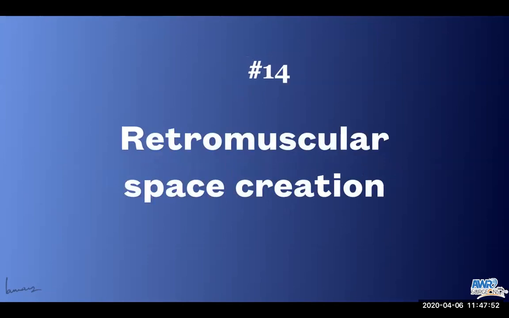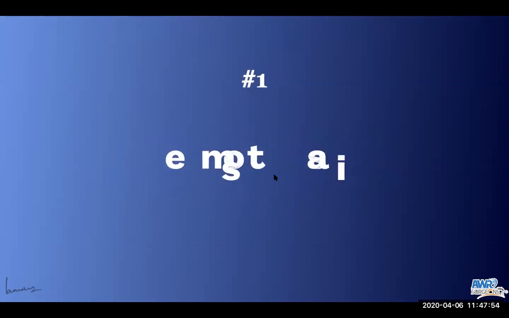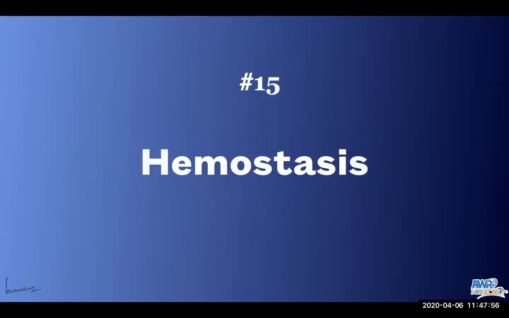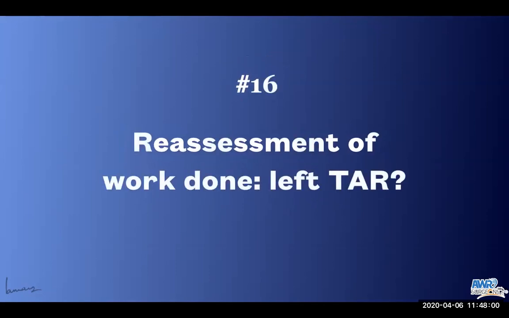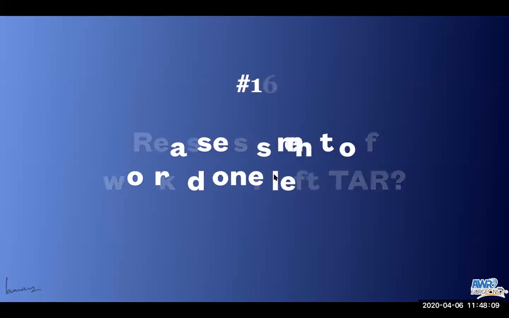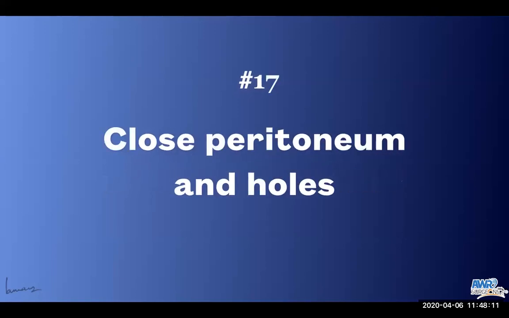Once you do the TAR, create the retromuscular space, go all the way to the psoas. After that, ensure hemostasis is achieved. Then you reassess your work. Do we need to do a contralateral TAR? Does this case merit a bilateral TAR? If not needed, don't do it. But if needed, don't hesitate. Then close all the holes. Be meticulous. Look from different angles. Put the scope through the upper port, through the lower port, the middle port. Don't miss out on peritoneal holes.